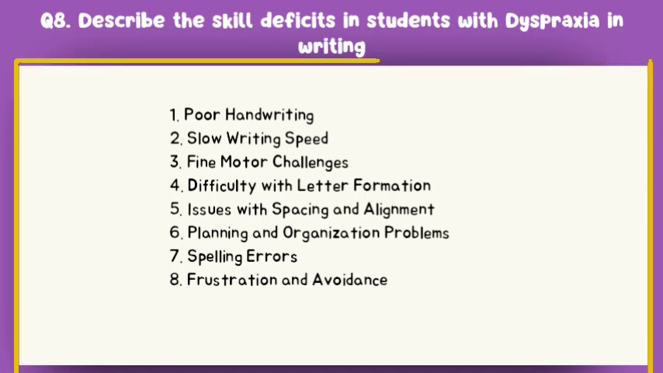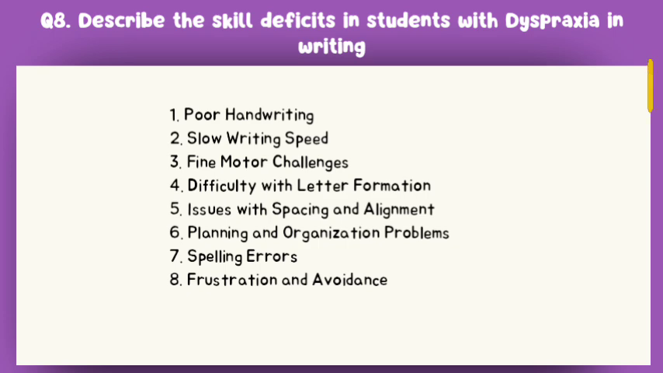The next is planning and organizing problems. Trouble organizing thoughts and structuring sentences or paragraphs. They can even find difficulty in sequencing ideas logically in writing work. The seventh is spelling errors. Frequent and inconsistent spelling mistakes due to difficulties with sound letter mapping. The last is frustration and avoidance. Emotional challenges like frustration, anxiety, or avoidance of writing tasks due to persistent struggling. So these were some common skill deficits.